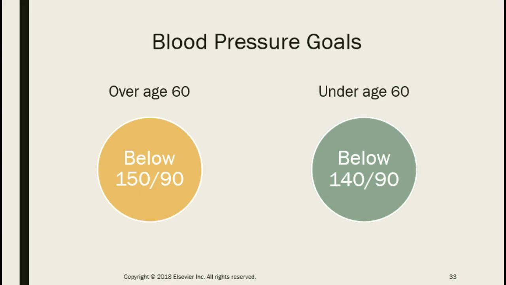Blood pressure goals are age-related, so for those who are over age 60, we want their blood pressure to be below a 150/90, and then for those who are under age 60, we want it below a 140/90. And according to the Joint National Committee 8, JNC 8 guidelines, patients whose blood pressures are above these goals should be treated with drug therapy.